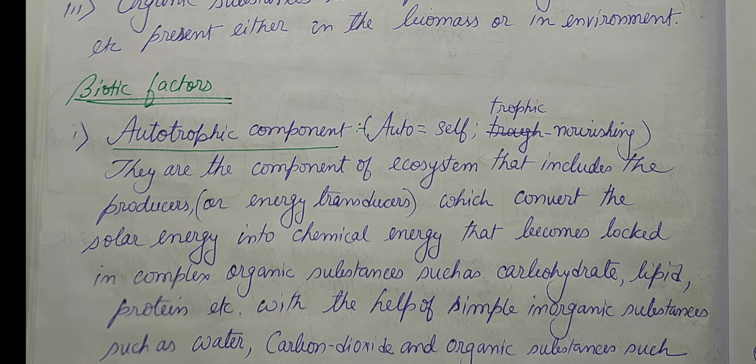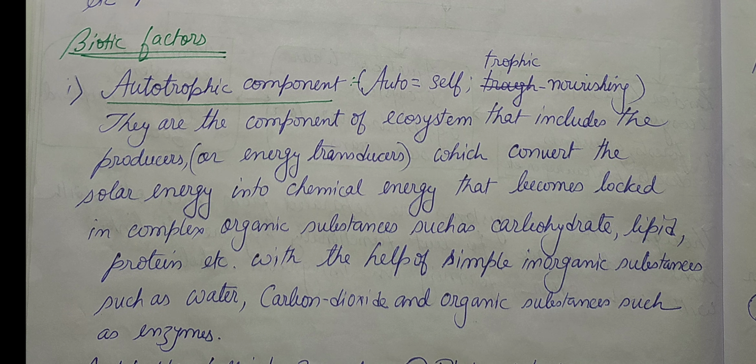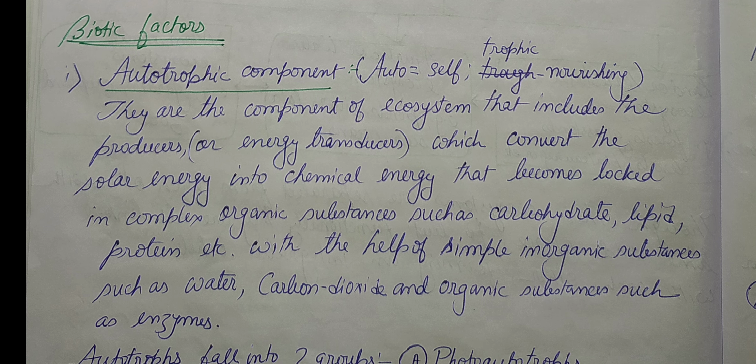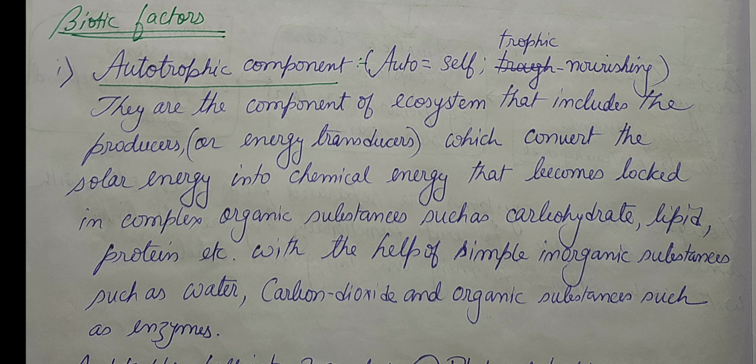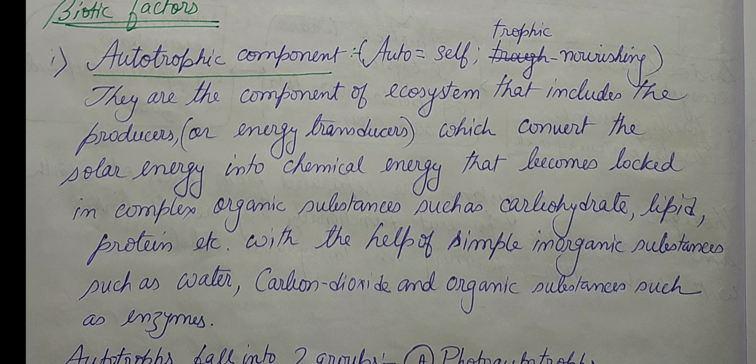Next is your biotic factors. The biotic factors are all related with the living organisms. All the trophic levels we have to discuss here, so I am going quickly through it. The first biotic factor is your autotrophic component. The autotrophic component, as it says, means self nourishing. That means it can make its own food by using the energy either from chemosynthesis or from photosynthesis. So they are the component of the ecosystem that includes the producers.